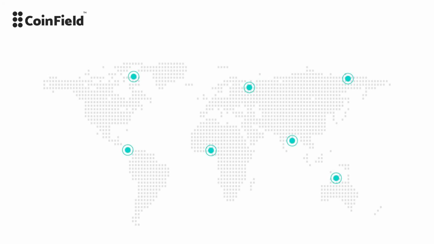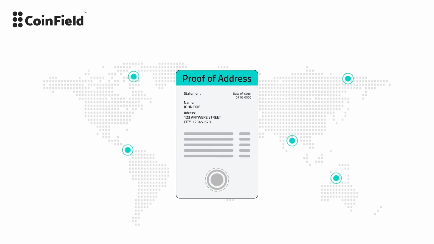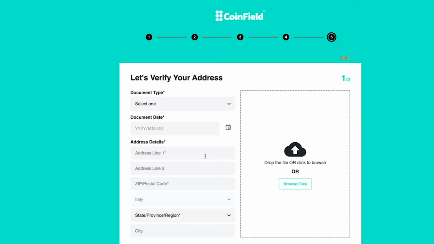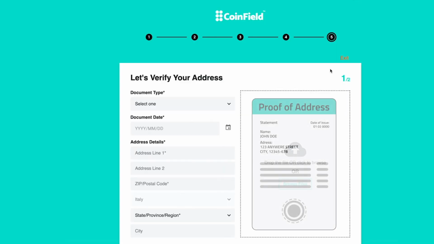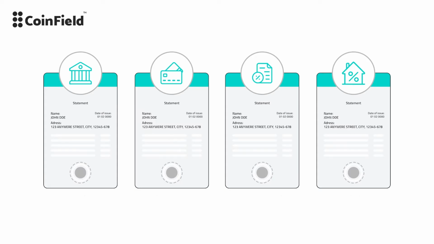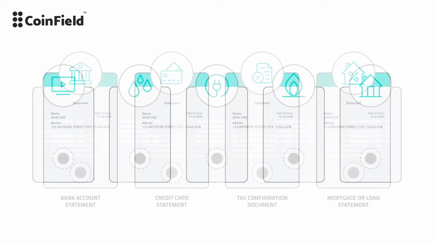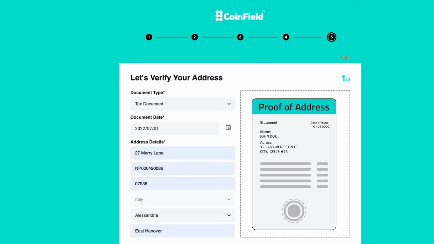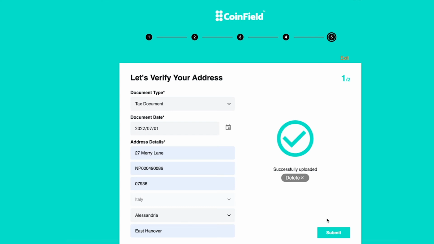Depending on the country of residence, some clients might have to upload a proof of address containing your name, address, and the date. At this step, please fill in all the required fields and upload the proof of address. You can choose to upload any of the following documents: bank account statement, credit card statement, tax confirmation document, mortgage or loan statement, and utility bills. Once you have uploaded the document, click Submit.